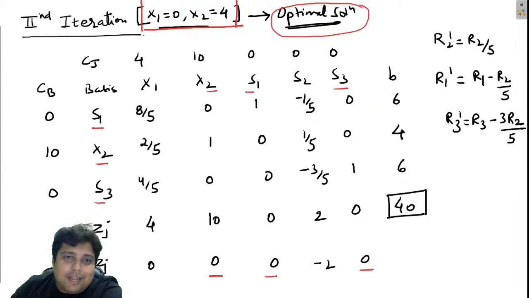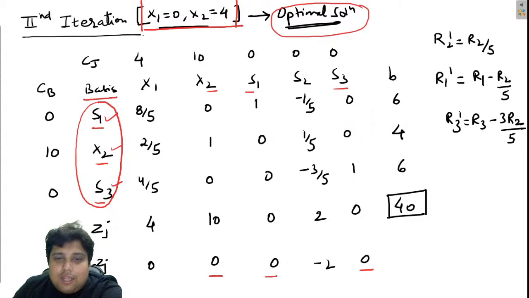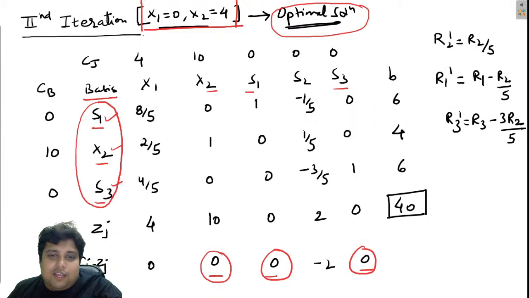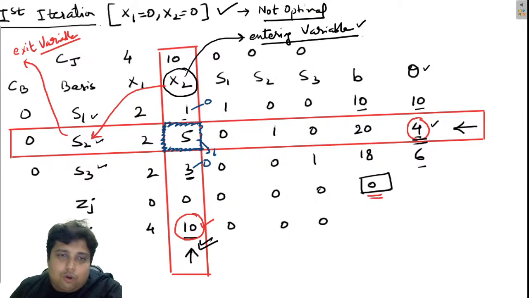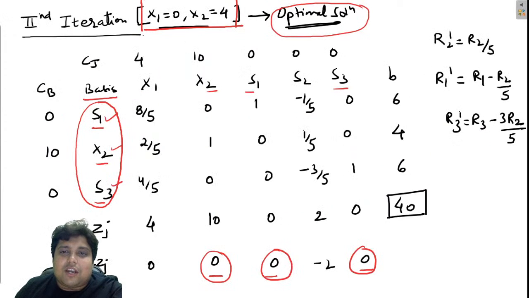So all the elements that are inside the iteration table, S1, X2, S3, the basis variables, have a value of Cj minus Zj as 0. You can even check in this table also, S1, S2, S3 are inside the table, and their value under the Cj minus Zj is 0. And those variables which are not inside the table, their values will either be positive or negative.